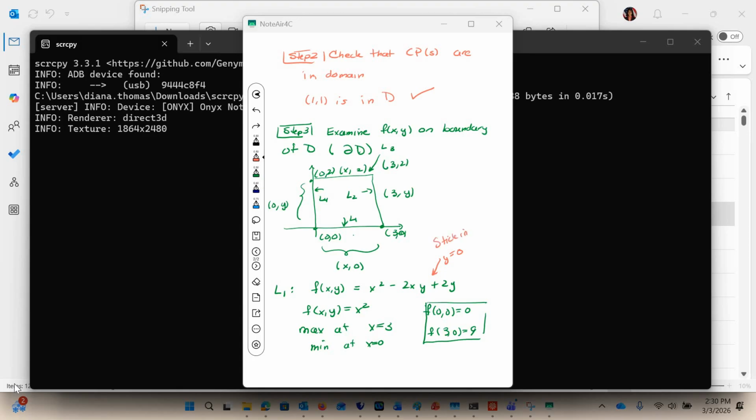And just so I make sure you understand it, what would I do here? What would I plug in on this line? 3 for what? 3 for x, and then y would be just y, because y would go from 0 to 2. So the extent of the y would be 0 to 2. Go for it. Go find the maxes on L2, L3, and L4.